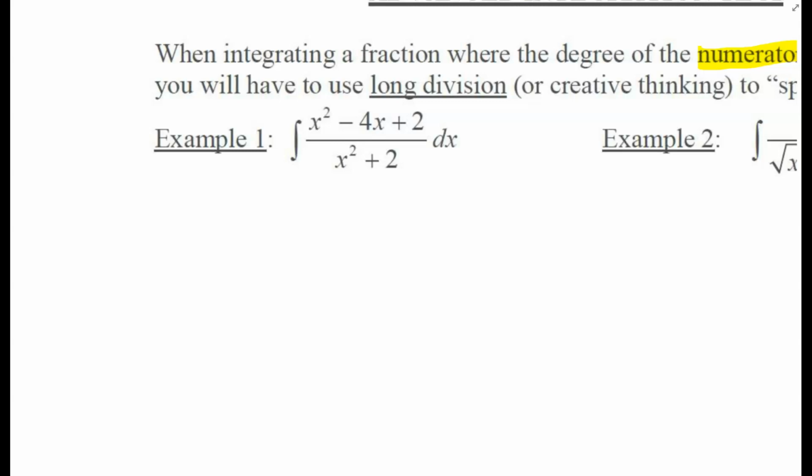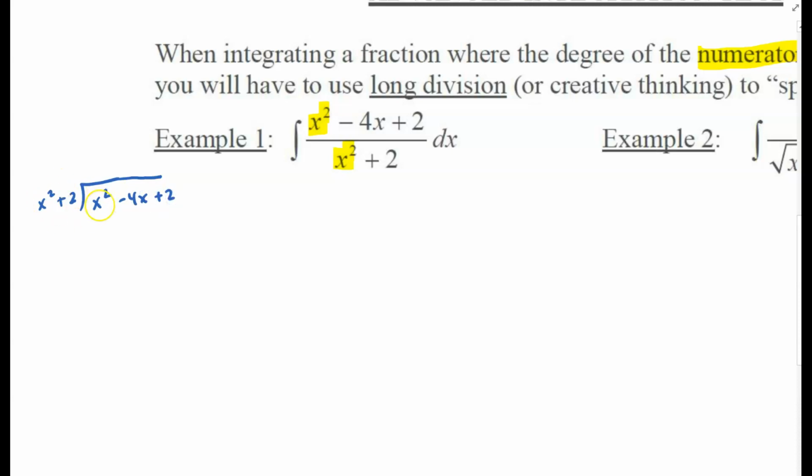So what we need to do in this case, notice that the degree of the numerator is the same as the degree of the denominator. So we're going to go ahead and do long division. So I'm going to take my denominator, x squared plus 2, and I'm going to divide it into my numerator, x squared minus 4x plus 2.